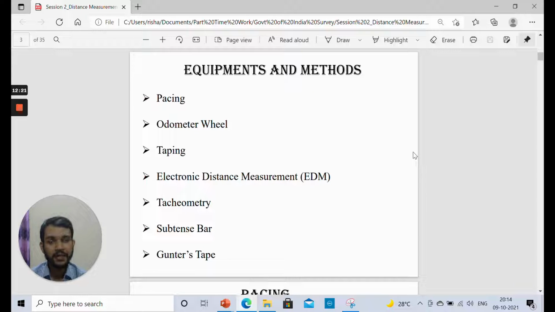But it can be used just to get a rough estimate if the survey has to be done on a particular site. So just to get a rough estimate of the area or to verify the results, this pacing method can be used. Okay, second one is the odometer wheel.